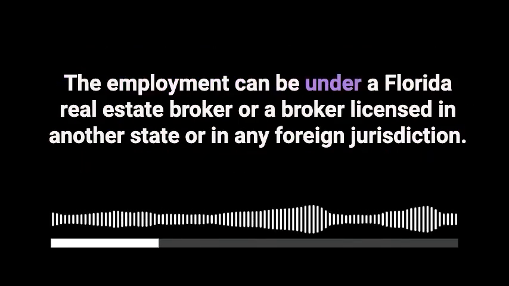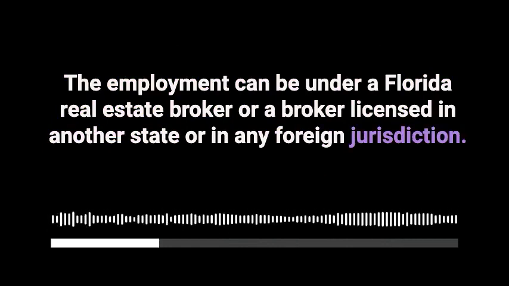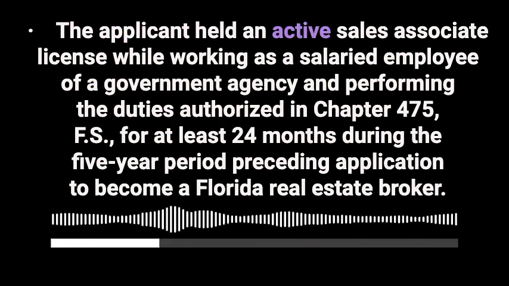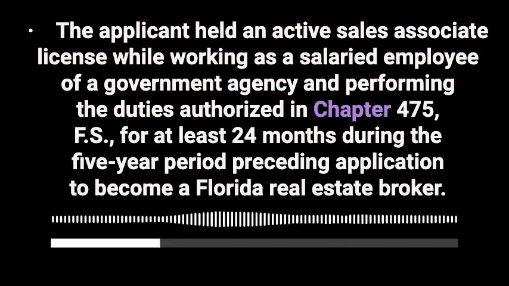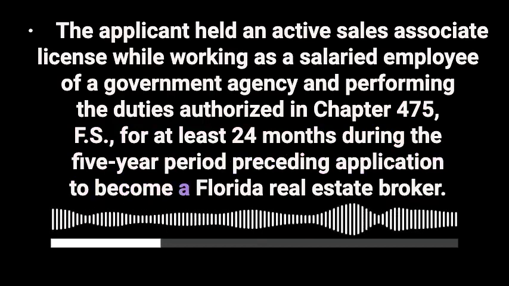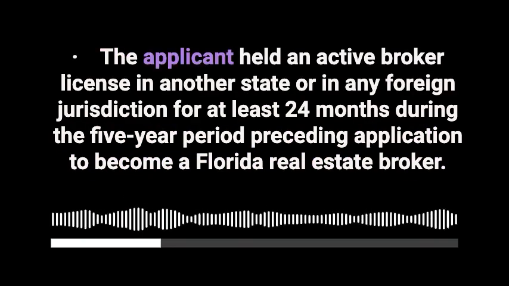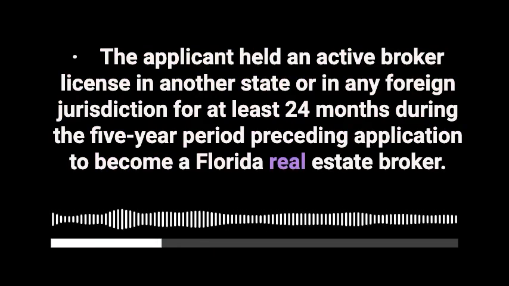The employment can be under a Florida real estate broker or a broker licensed in another state or in any foreign jurisdiction. The applicant held an active sales associate license while working as a salaried employee of a government agency and performing the duties authorized in Chapter 475, FS, for at least 24 months during the 5-year period preceding application to become a Florida real estate broker. The applicant held an active broker license in another state or in any foreign jurisdiction for at least 24 months during the 5-year period preceding application to become a Florida real estate broker.